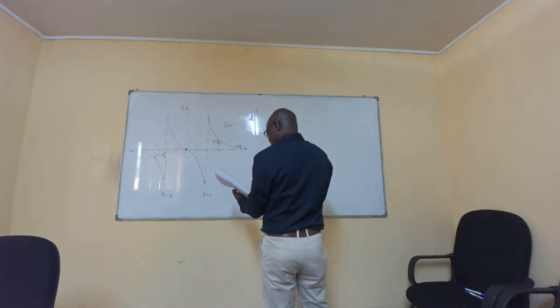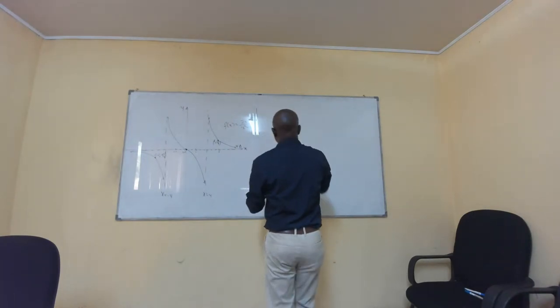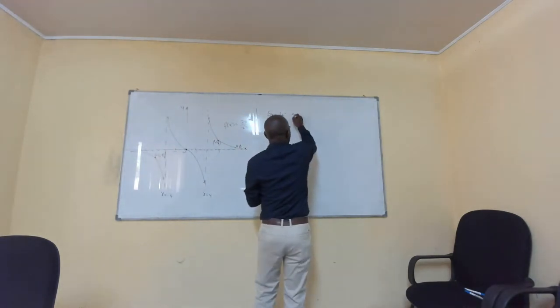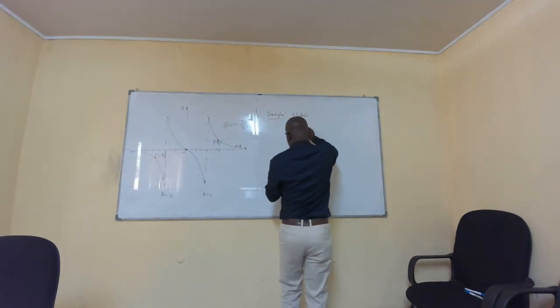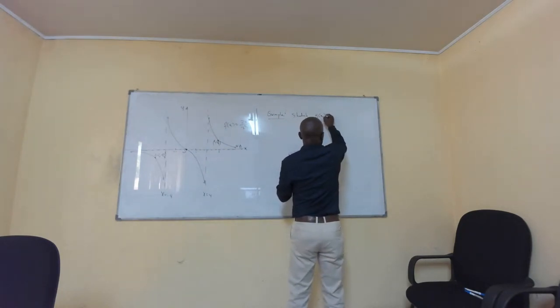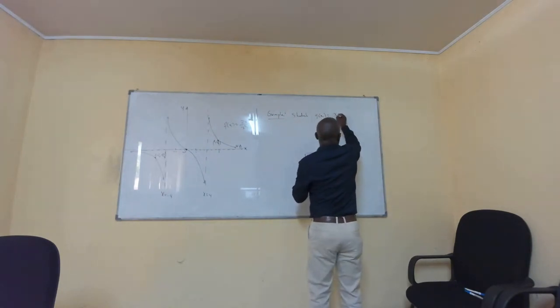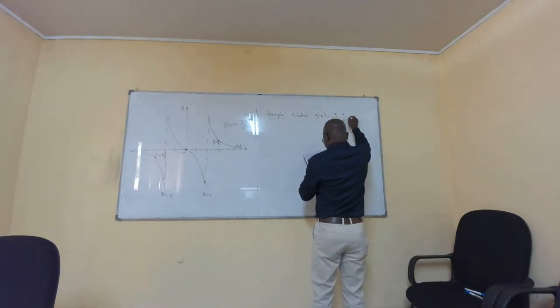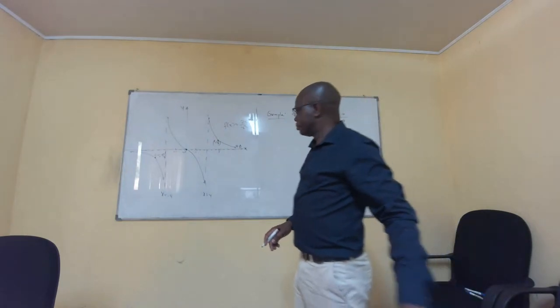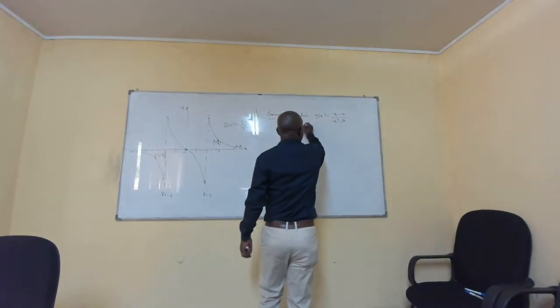The next one is a bit interesting. It says, example, let's sketch the function g of x equals x minus 4 over x squared minus 16. So we are faced with this problem. Let's see how it works.